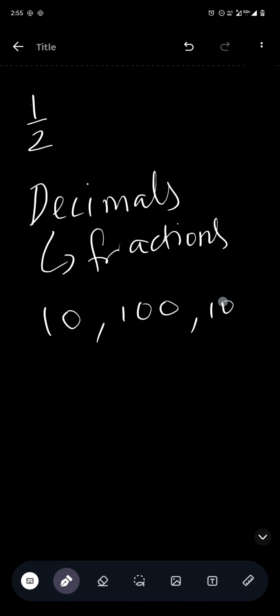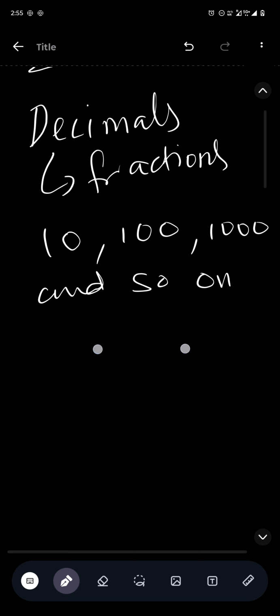So to do that, firstly we'll see that decimals are those fractions that have their denominators as 10, 100, 1000 and so on. So this is what our fractions are. Now we need to see the table of half.